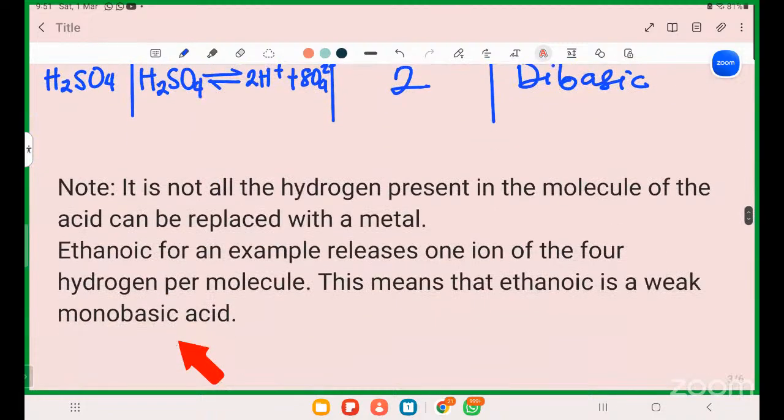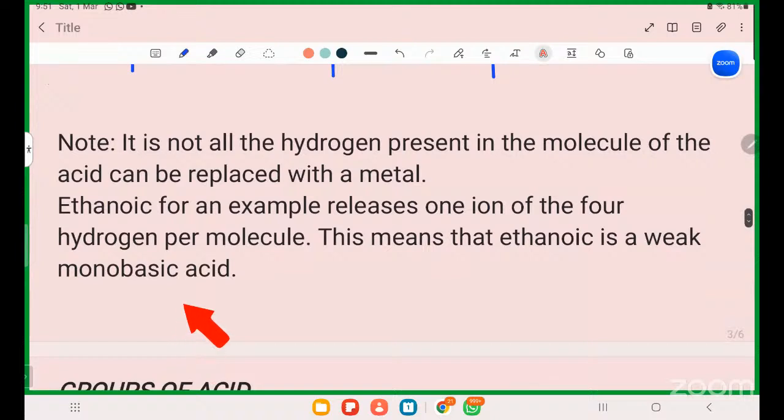Okay. Now, they gave a condition. They asked us to note something here: it is not all the replaceable hydrogen present in a molecule of acid that can be replaced with a metal. It is not all the hydrogen present in a molecule that can be replaced with metal.